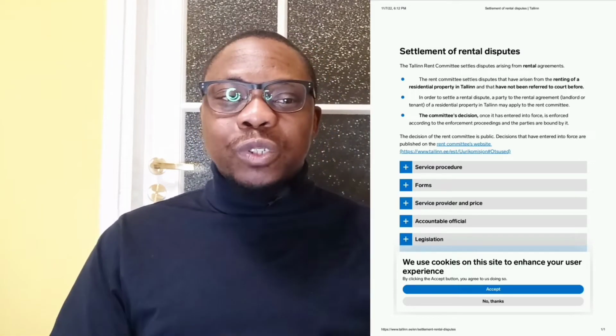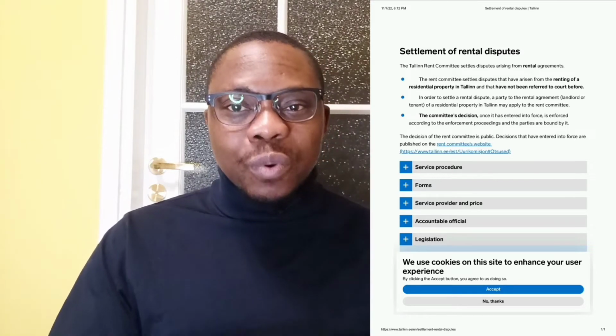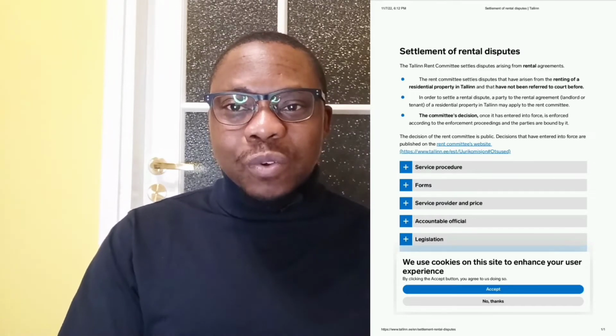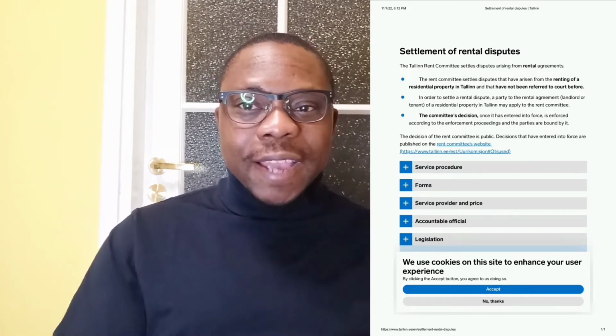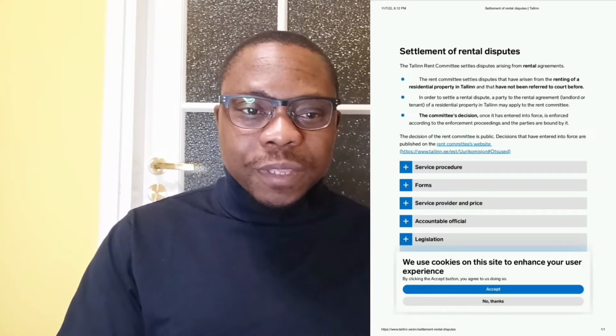The dispute should not be in court. If you have already taken the dispute to court, the rental committee is not going to be part of it. Then the parties are bound by the decision of the committee. Whatever decision the committee makes, both parties are bound by it. They have to agree with the decision of the committee.